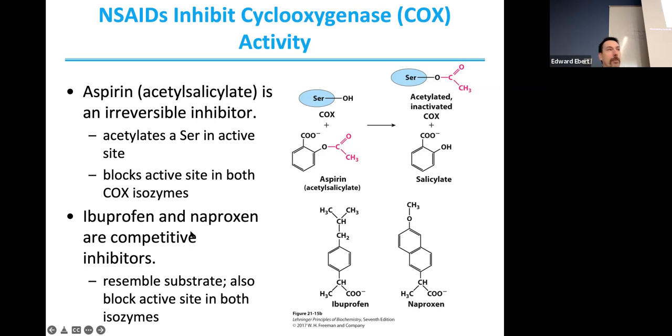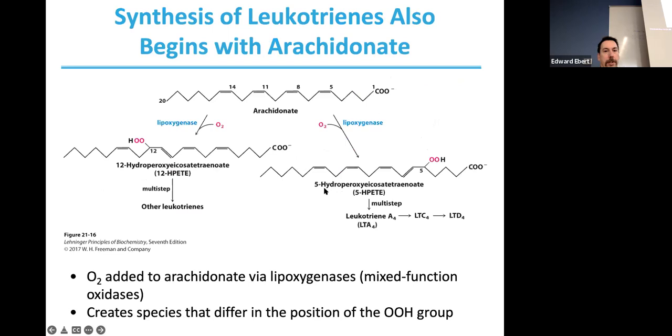acetylsalicylate. Ibuprofen and naproxen, on the other hand, are competitive inhibitors. They resemble the substrate. All right. So if you go back and look at that folded over arachidonic acid, you can say, well, that sort of looks like that. But they resemble it enough to bind in the binding site and inhibit the activity of cyclooxygenase. Aspirin tends to have a higher stomach upset than these two, probably because these are reversible, and this is irreversible. So we actually end up transferring that acetyl group to a serine in there, which inactivates that.